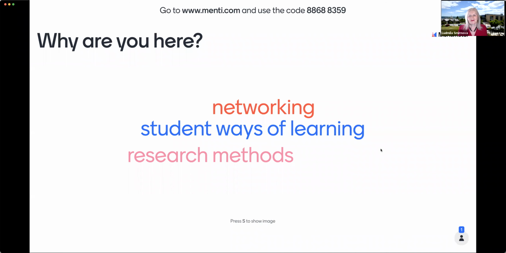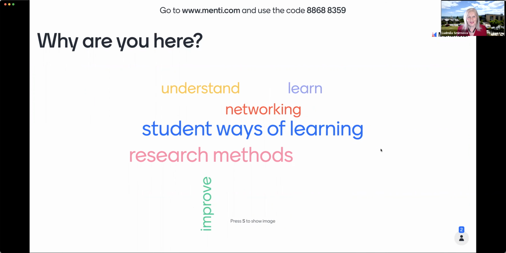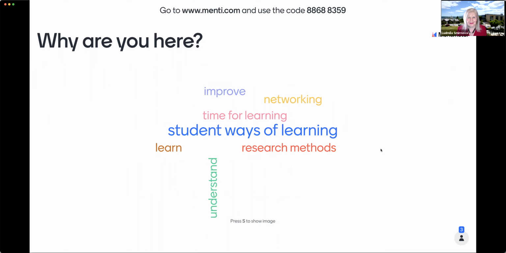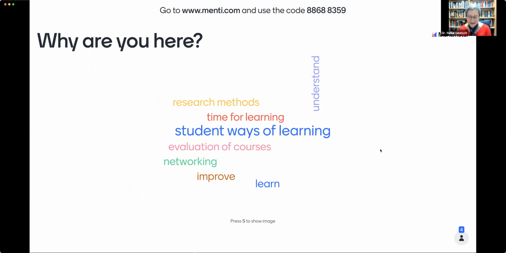Networking, student ways of learning, research methods, understand, learn, improve. These are wonderful reasons to. I like that, time for learning. Yeah. That's always a good time. And the student ways of learning is the biggest. It means that almost everybody mentioned this. It's amazing.